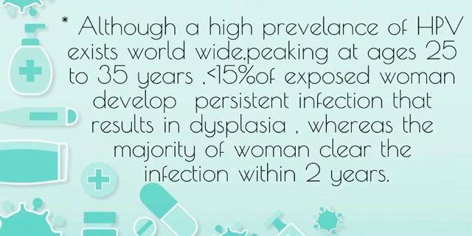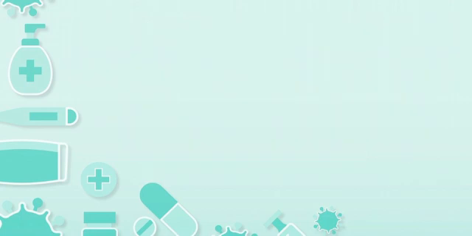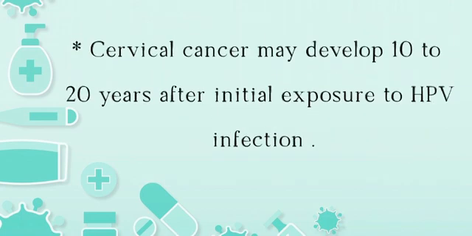Although high prevalence of HPV exists worldwide, peaking at the age of 25 to 35 years, less than 15% of exposed women develop persistent infection that results in dysplasia and invasive cervical cancer, whereas the majority of women clear the infection within 2 years. Cervical cancer may develop 10 to 20 years after initial exposure to HPV infection.